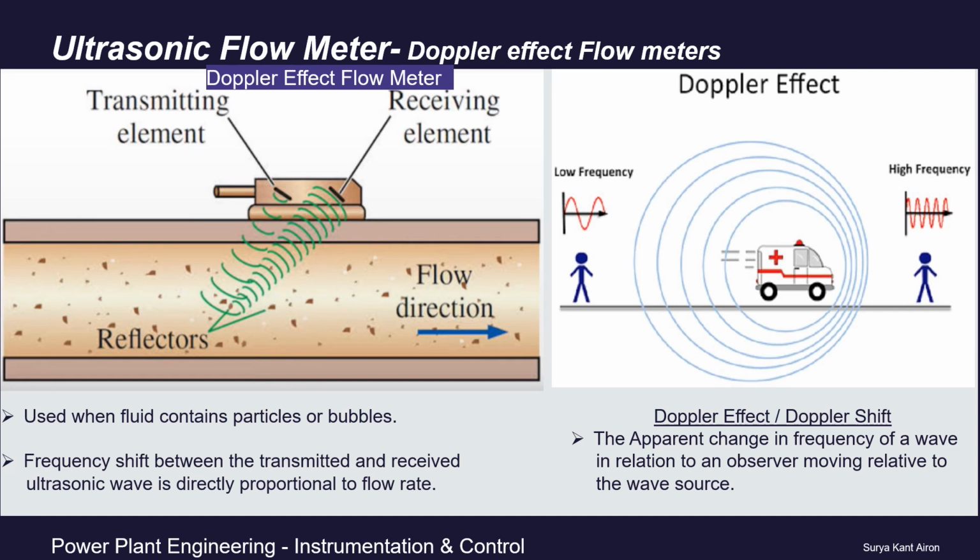It contains only one sensor, which has both transmitter and receiver. The transmitter will emit the ultrasound waves. Due to the particles in the fluid, this ultrasound wave will reflect back to the sensor. The receiver will receive the wave but with a different frequency. The frequency shift is directly proportional to the fluid flow rate.